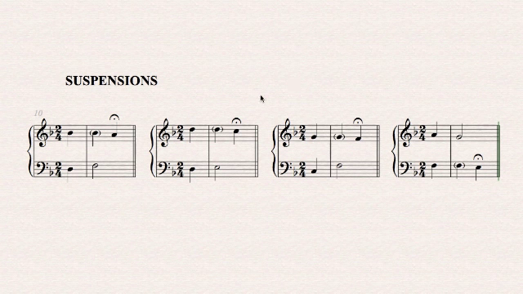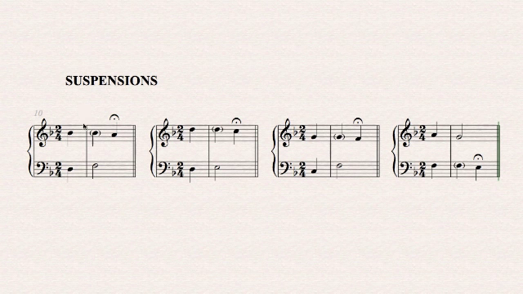What a suspension looks like is a note held over that resolves down by step. It's a note that's held over, it was consonant, it becomes dissonant, and then it resolves to a chord tone. Held over, resolves downward by step. It can be in any voice part, soprano, alto, tenor, or bass.